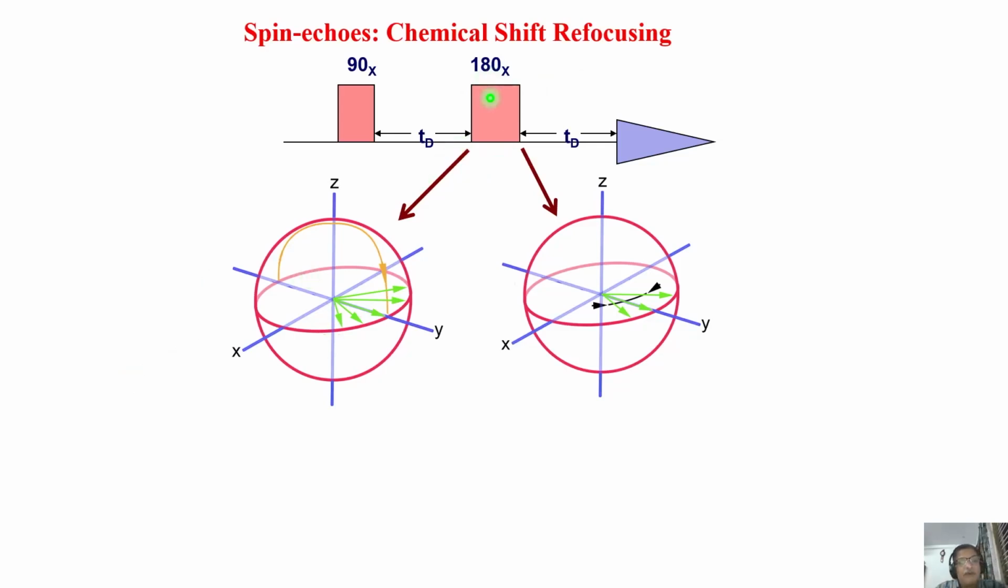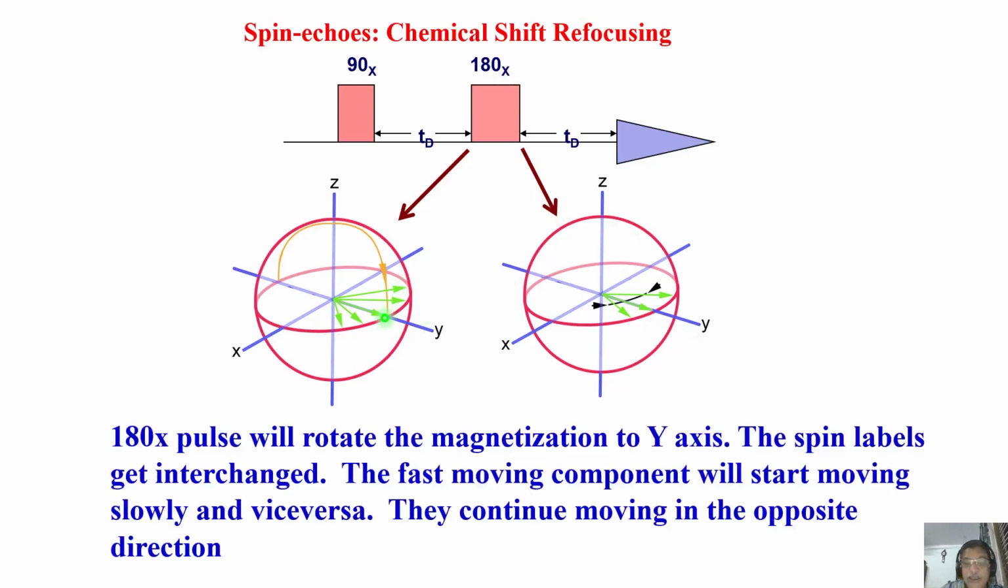It flips the magnetization from the minus y-axis to the plus y-axis, because I'm applying the pulse along the x-axis. Remember, I'm sitting here and I can rotate like this. When I rotate like this, it rotates by 180 degrees. Now what is happening? They continue to move in the same direction. In that case, what happened? The spin labels get interchanged.